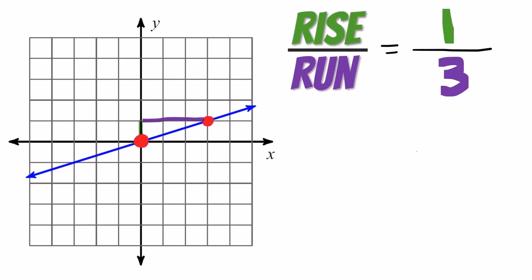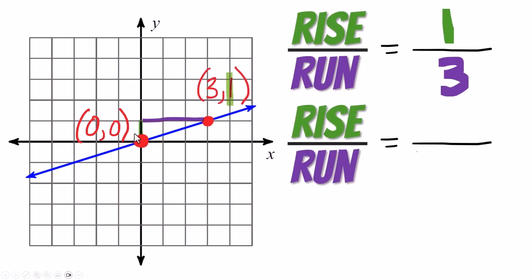Instead of counting the boxes, we have to look at the actual coordinates of the points. So this first point is (0, 0). The second point was (3, 1). The rise we figured out was the number 1, but we could have gotten that from the y coordinates in these points. 1 minus 0 is 1. What we're doing is we're finding the change in y when we do that. When we subtract the beginning point from the ending point, we're getting that change in y. So change in y is 1. And for the run, we got a 3.